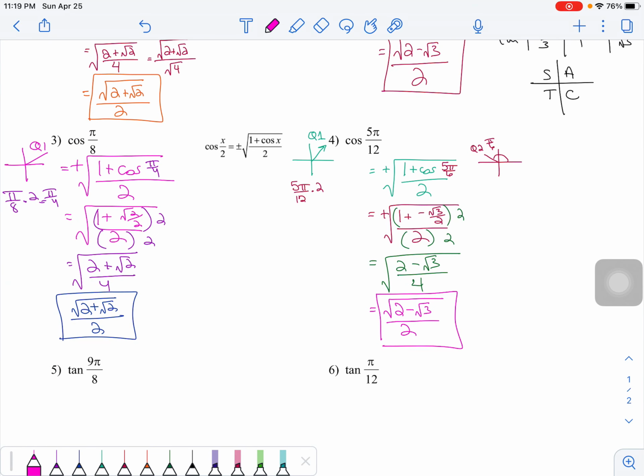All right, so there are the 2 cosine problems. No major mistakes this time, I hope. If there are, please let me know, and I will pop up a separate video for tangent.